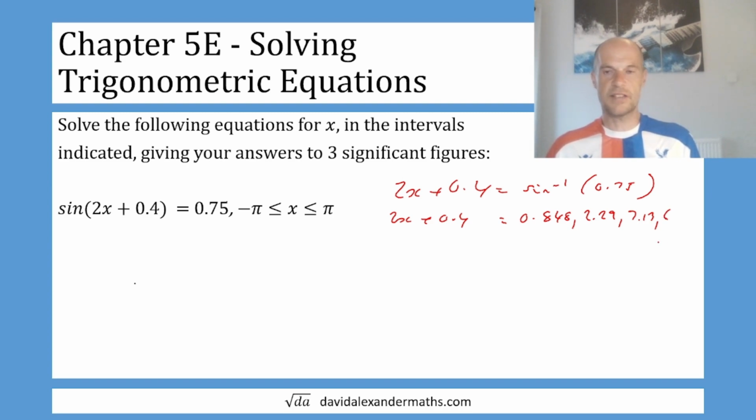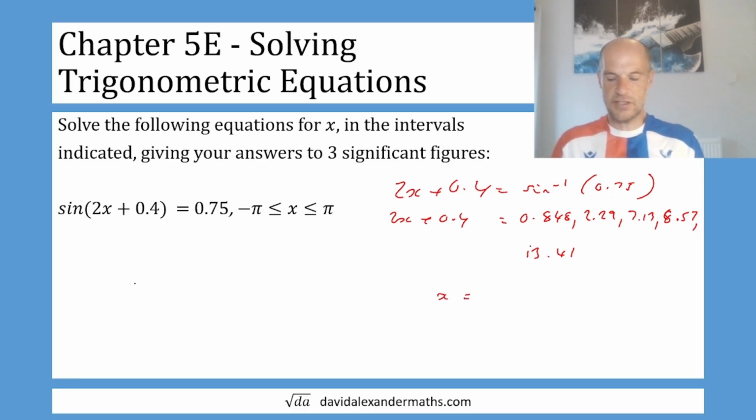No, that can't be right, because that's less than, have I done something wrong there? 2.29 plus 2 pi, which is 8.57, so that's more like it. I'll do another one, which is 7.13 plus 2 pi, and that is 13.41. So what I need to do, so this is for 2x plus 0.4. So I'm going to have to subtract 0.4 and divide by 2.